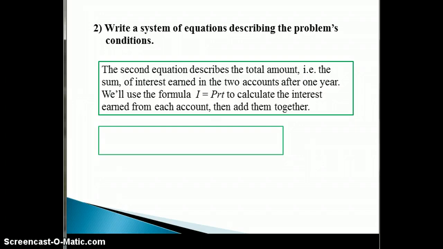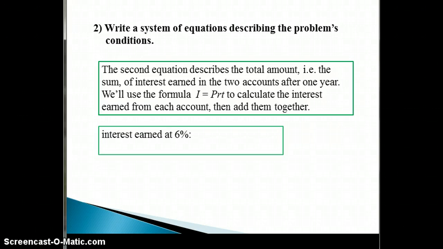The second equation describes the total amount, or in other words, the sum, of interest earned in the two accounts after 1 year. We'll use the formula I, which represents the simple interest earned, equals P, which is the principal, times R, which is the rate, times T, which is the time in years, to calculate the interest earned from each account, and then we'll add them together.